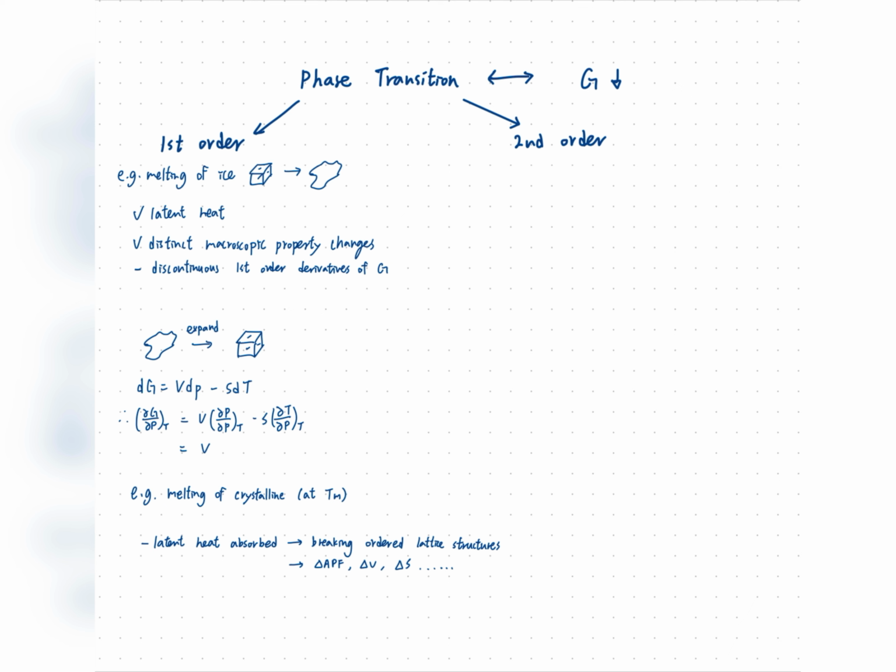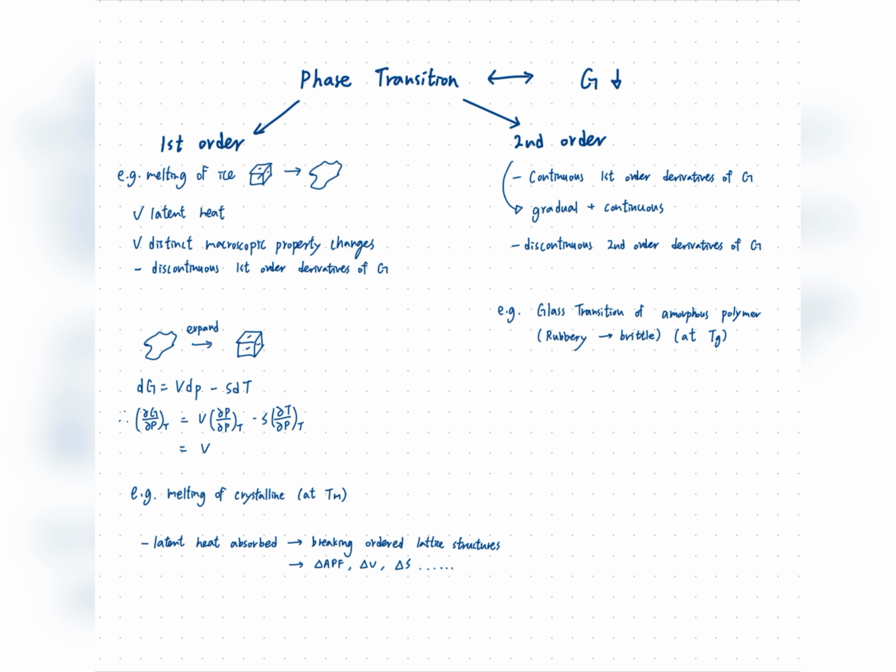While second-order phase transition occurs without latent heat. This time, the first-order derivatives of G are continuous, and that's why second-order phase transitions are gradual and continuous, while second-order derivatives of G are discontinuous. An example is glass transition of an amorphous polymer from a rubbery state to a glassy brittle state, which occurs at the glass transition temperature Tg.